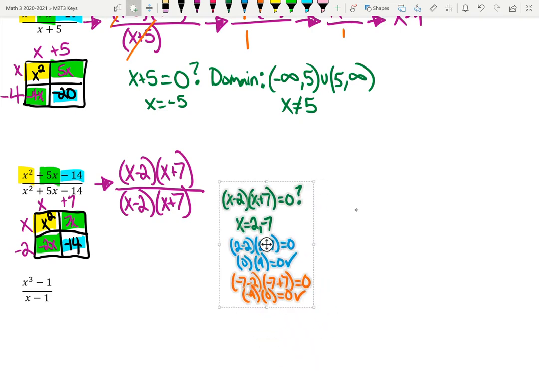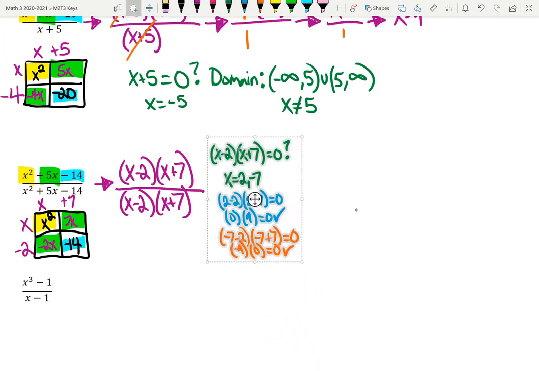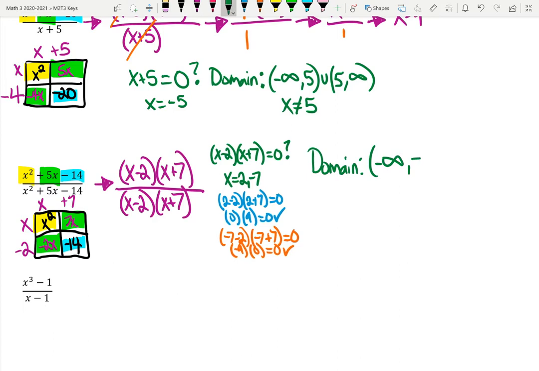So before I cancel out, I'm going to go ahead and write out my domain. It is going to go from negative infinity to, well, which one is it going to hit first, negative 7 or 2? Negative 7. Then it's going to go from negative 7 all the way to 2, and then 2 to infinity. To finish this guy up, I could cancel, boom, boom, boom, boom, and I'm left with 1.